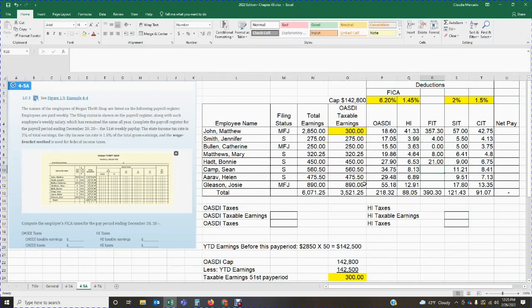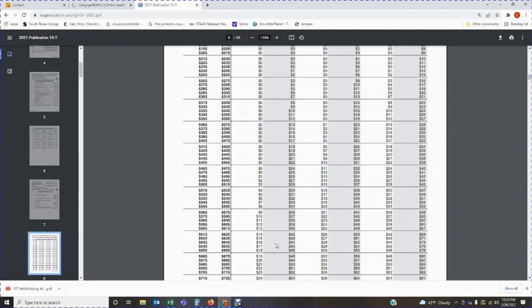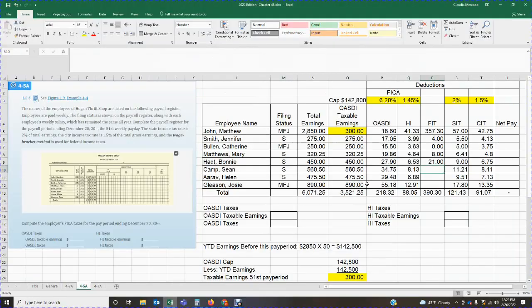Then we've got Sean Camp. Makes $560.50. Is single as well. So let's go back to our tables. $560. We're going to be looking at that last tier right here, between 555 and 565. This particular employee is single, so we're going to run our number, and that will give us $34 right here. So it's just locating the table, the tier, and then running your number across.